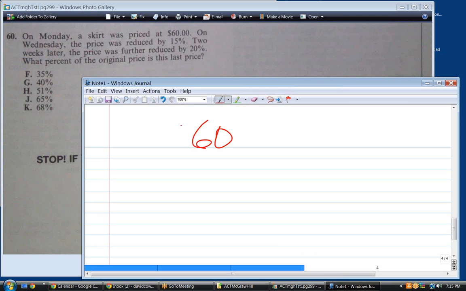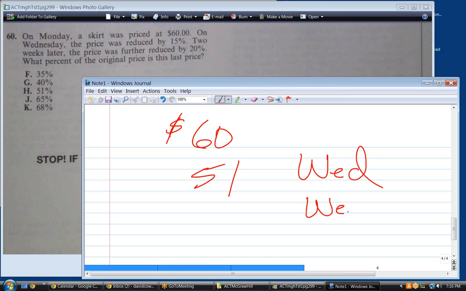Started at 60. On Wednesday, the price was reduced by 15%. What is it going to be then? 51. So 51 on Wednesday. Two weeks later, the price was further reduced by 20%. What is it on Wednesday plus 2 weeks? 40.8.